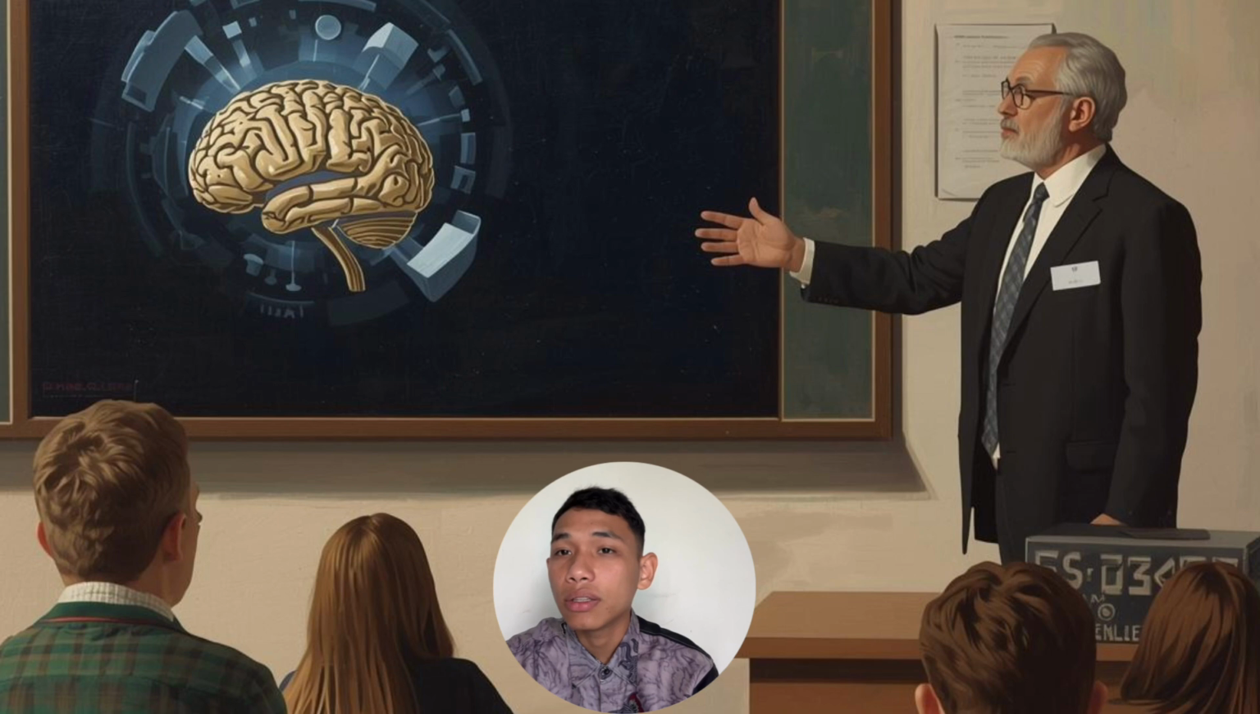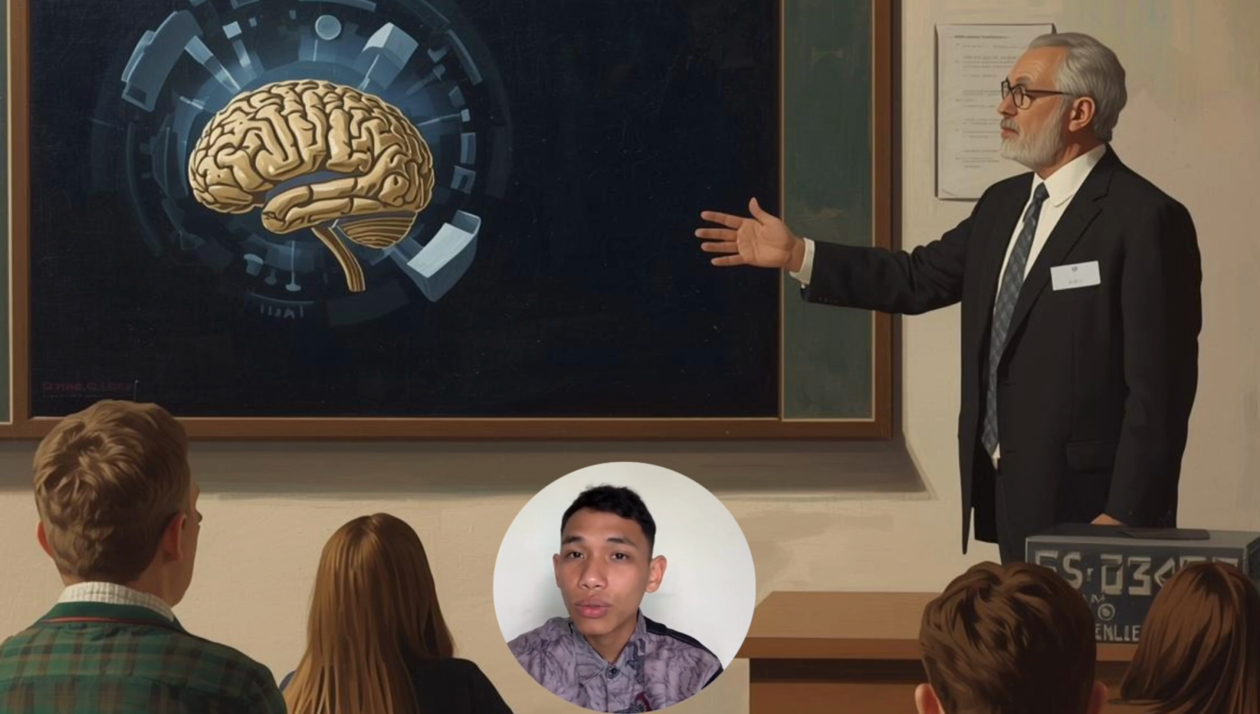The hypodermic needle theory suggests that media has a direct and powerful effect on passive audience. According to this view, people receive media message without questioning them. Later, scholars realized that media influence is not always direct. This led to the two-step flow theory, which explained that media message first reach opinion leaders and then influence the wider public through interpersonal communication.